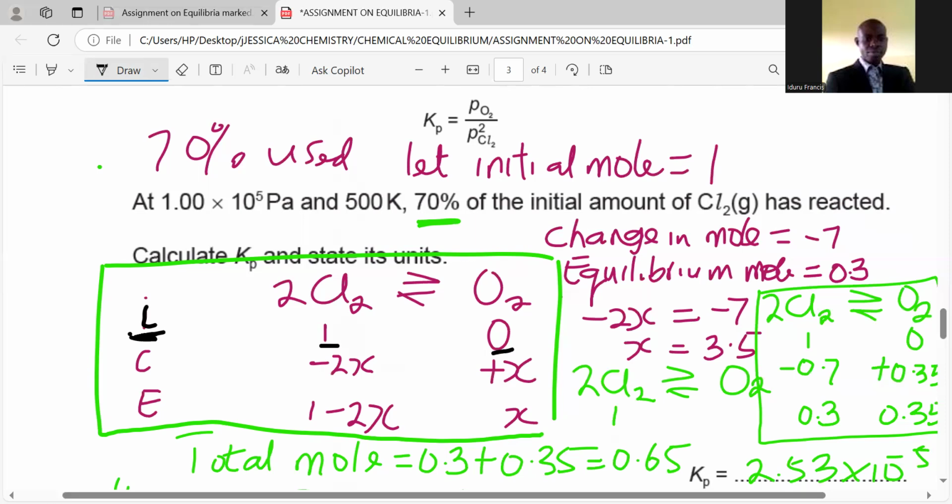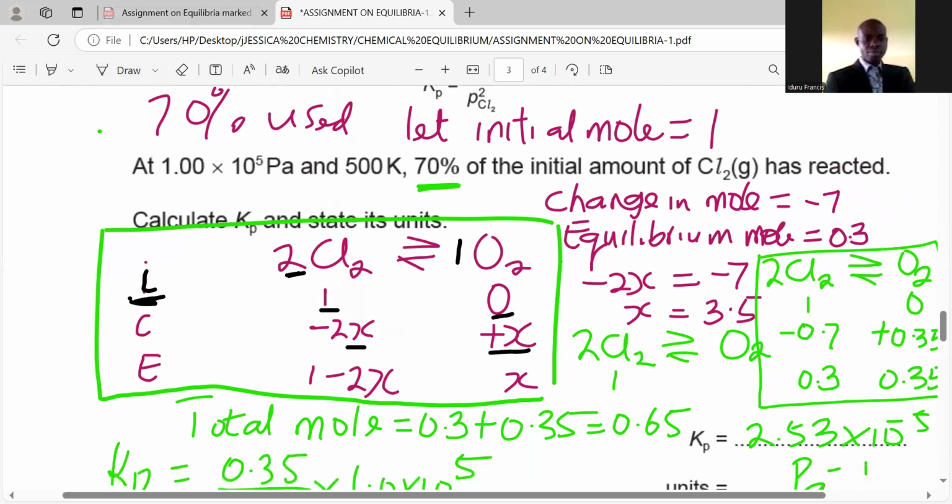And then the change, since there is 2 here, will be minus 2x. And for oxygen, it's just a mole here, so that's plus x. Then the equilibrium mole will be 1 minus 2x for chlorine, and x for oxygen, because you add together 0 plus x. Having done that, we'll now look at the interpretation again very well.